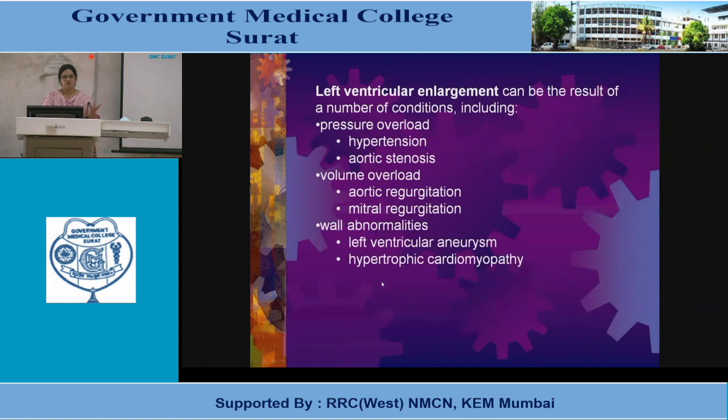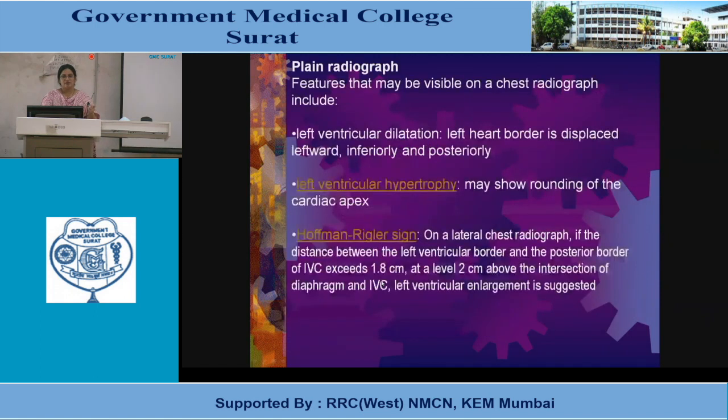You know the causes of left ventricular enlargement. So what can be seen? Left ventricular dilatation will lead to the left heart border displaced leftward, inferiorly, and posteriorly. Left ventricular hypertrophy causes rounding of the cardiac apex, and the Hoffman-Rigler sign on a lateral chest radiograph.